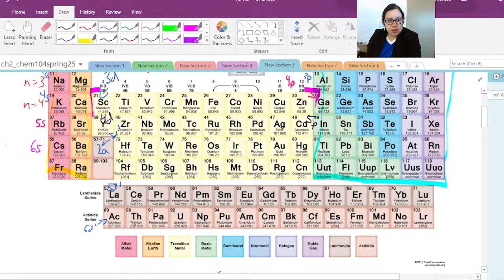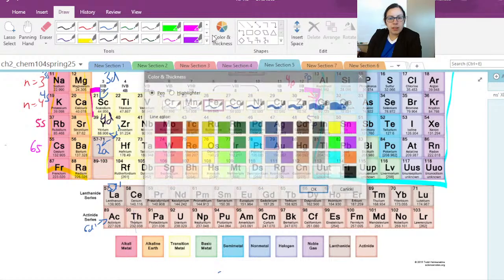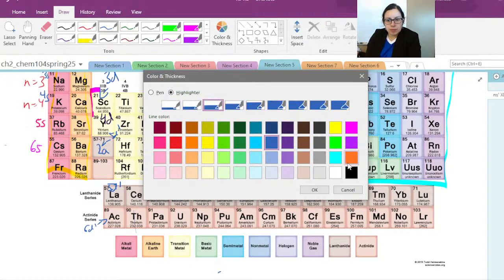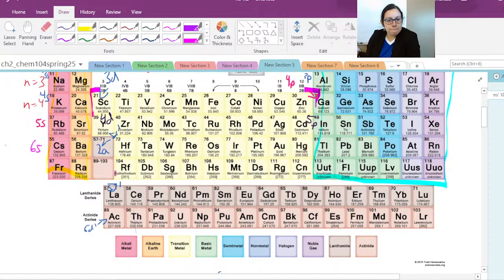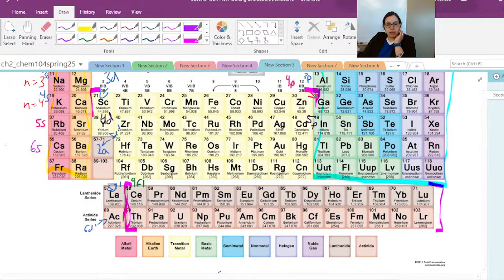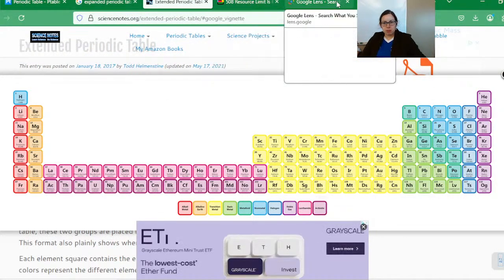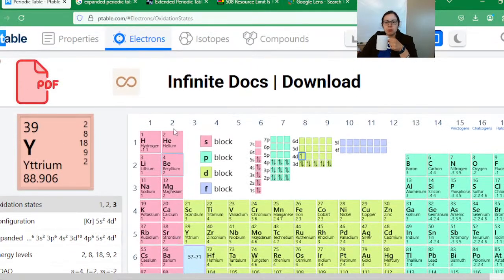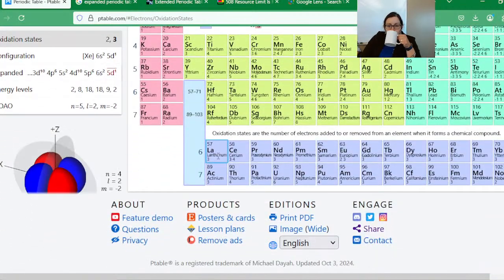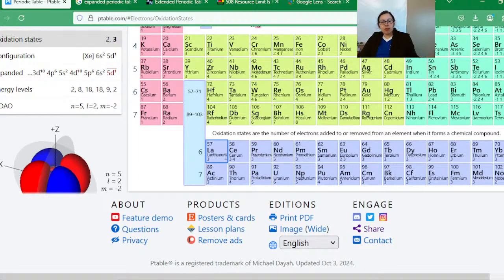And then cerium starts off the F block. So now I'm trying to highlight it, that the F block is really here. So then cerium starts 4F1. And again, there might be discrepancies, so let's check the p-table, because this should be backed up by some sort of data. And so it agrees with our filling.